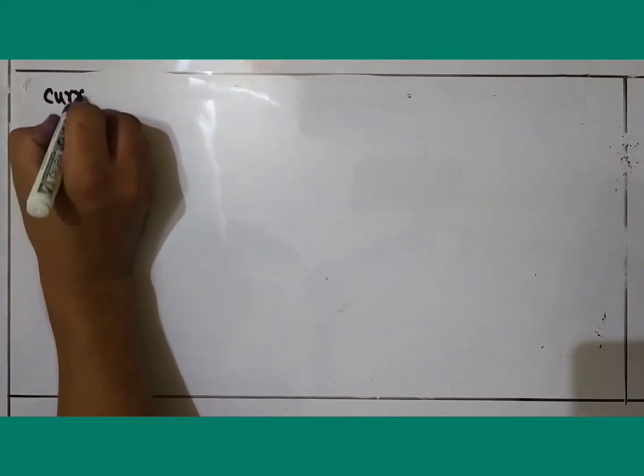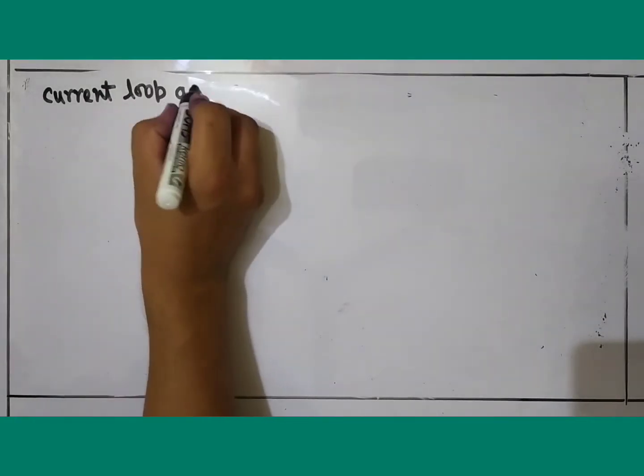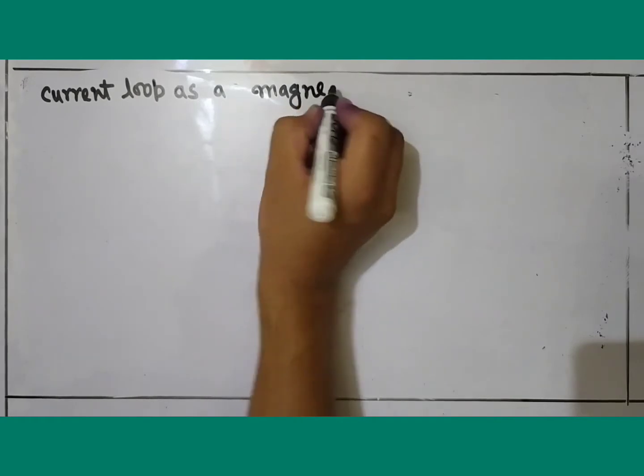Hello guys, so today we are going to discuss the first topic of the chapter magnetism, and the topic is the current loop as a magnetic dipole.